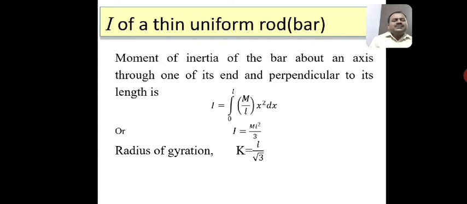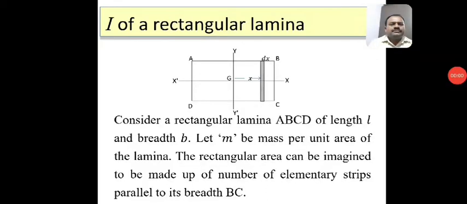And the corresponding radius of gyration is k is equal to L divided by root 12. Next, let us calculate the moment of inertia of the rectangular lamina. Consider a rectangular lamina ABCD of length L, breadth b. Let m be mass per unit area of the lamina.